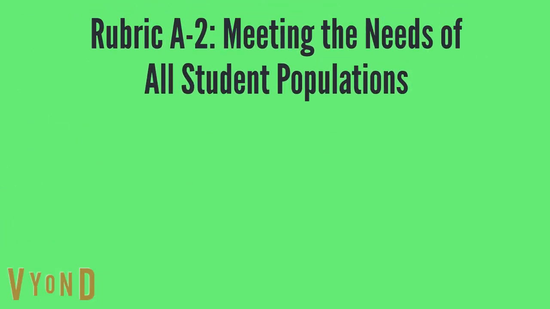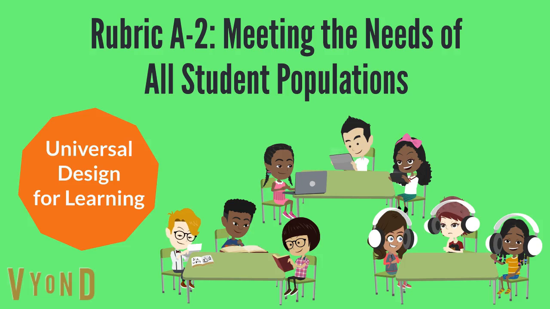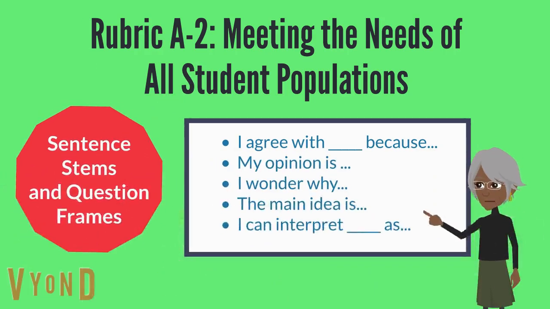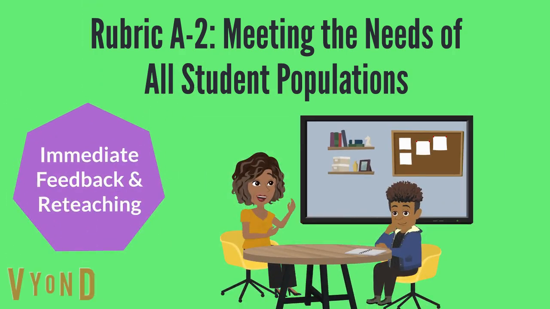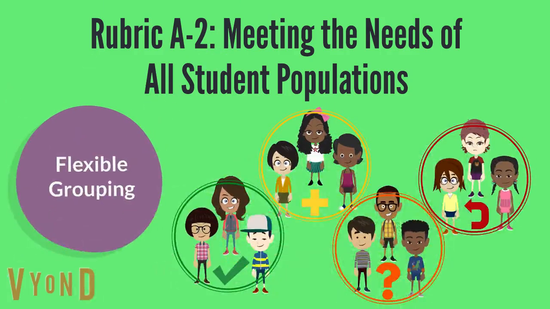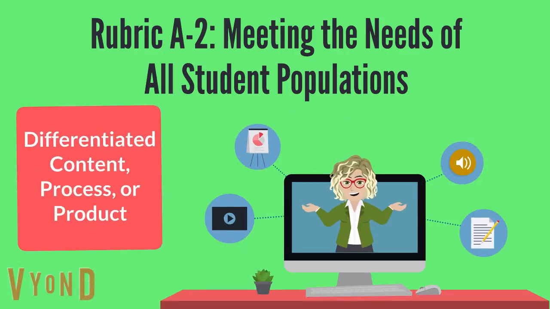Rubric A2 requires specific examples of how you addressed diverse student needs. Avoid general statements. Instead, describe concrete strategies used for particular students or groups and explain why those strategies supported access to learning.